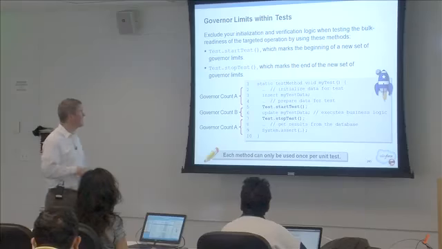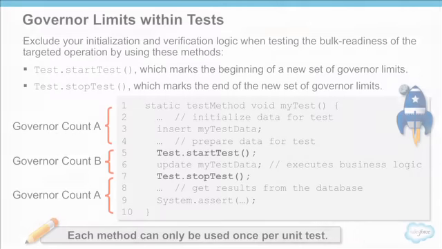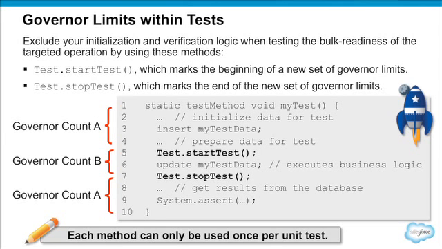Well, wait a minute. Let's say I do 30 DML operations in my initialization logic, and let's say I do 30 SOQL queries. I'm not really testing against 100 SOQL queries. I'm testing against 70 because I already burned through 30 of them in my verification logic to fetch the data, okay? So we can actually do something about that.